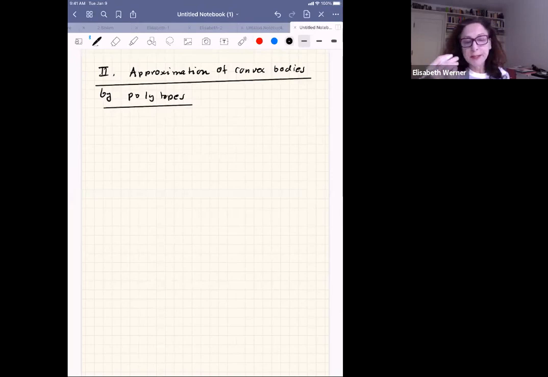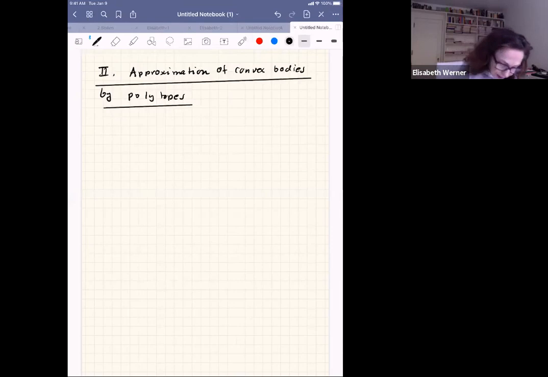And how good the approximation is measured in various metrics. So various metrics have been considered. The only one that we are looking at here will be the symmetric difference metric, or as we are mostly just concerned with polytopes that are contained in the given convex body K, the symmetric difference metric becomes the difference of the volumes.